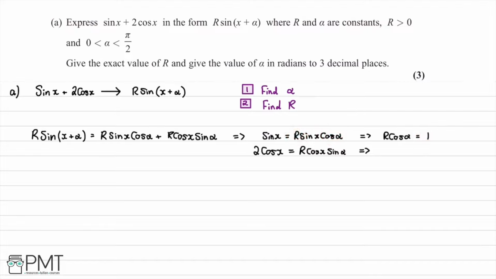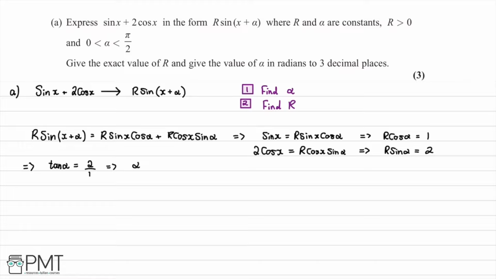Then for the sine part, in the same way, we have that r sine alpha is equal to the coefficient in front of the cos x, which is 2. So therefore, we can find alpha. We know that tan alpha is equal to r sine alpha over r cos alpha, so that is equal to 2 over 1.